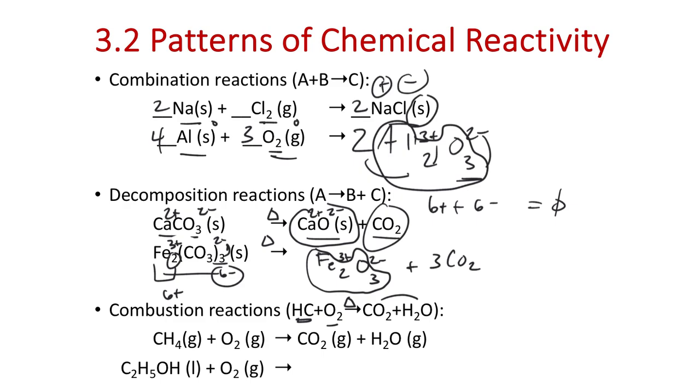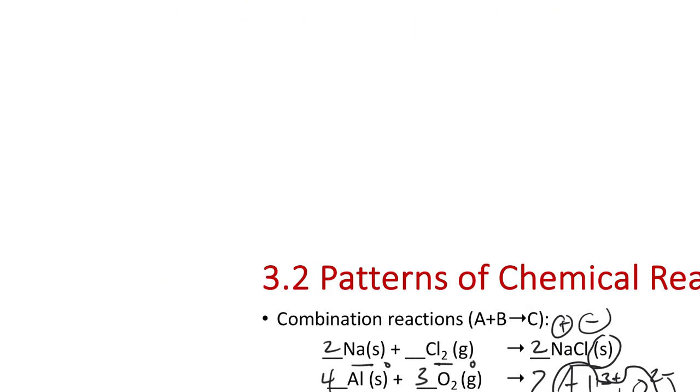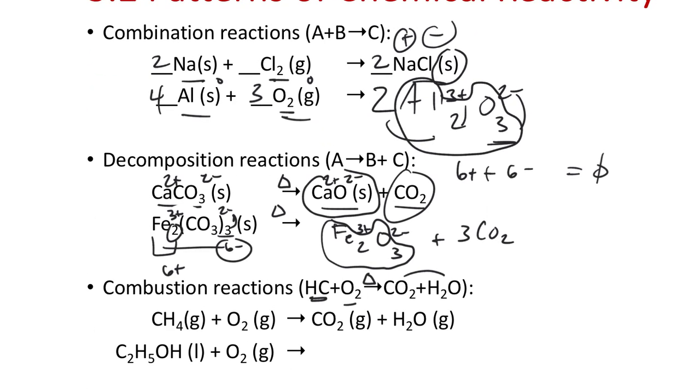So if we want to balance, CH4 plus O2 goes to CO2 plus water. If we want to balance the hydrogens first, I put 2 in front of water for 4 hydrogens on both sides. So that gives me 2 and then 4 total oxygen atoms. So I need a 2 in front of O2 to put this into balance. So CH4 plus 2 O2 goes to CO2 plus 2 H2O.